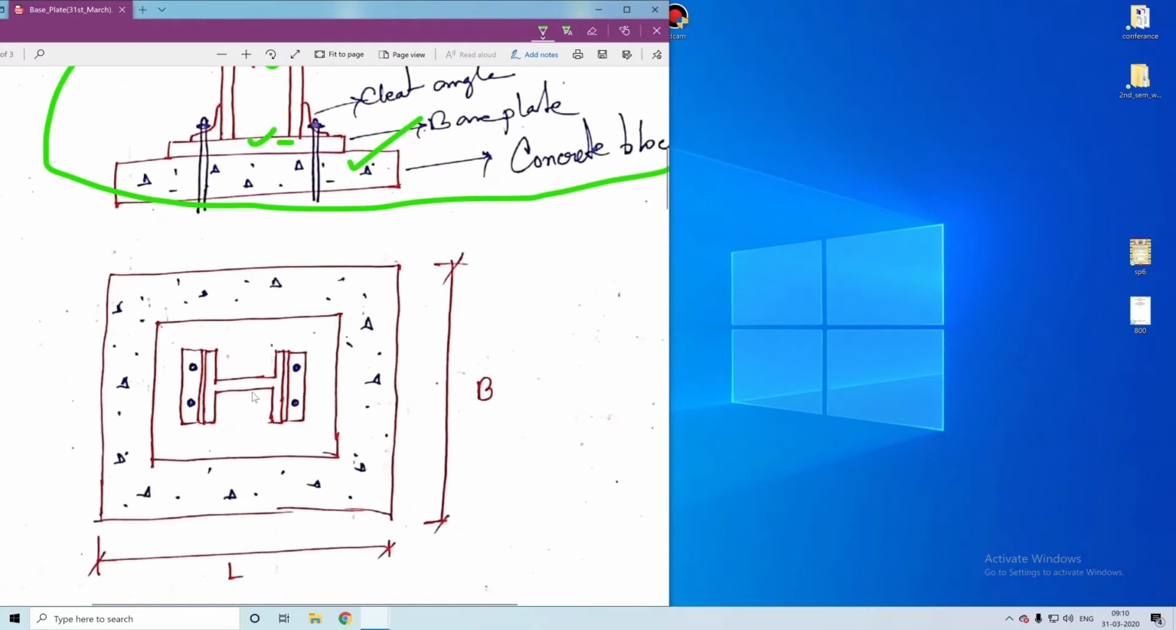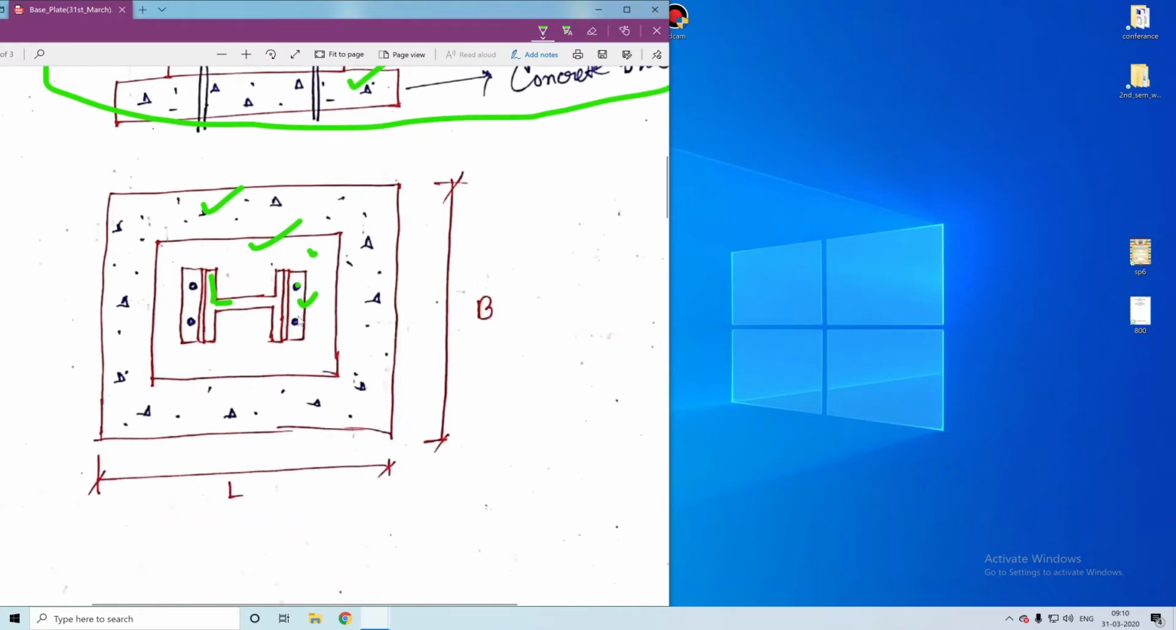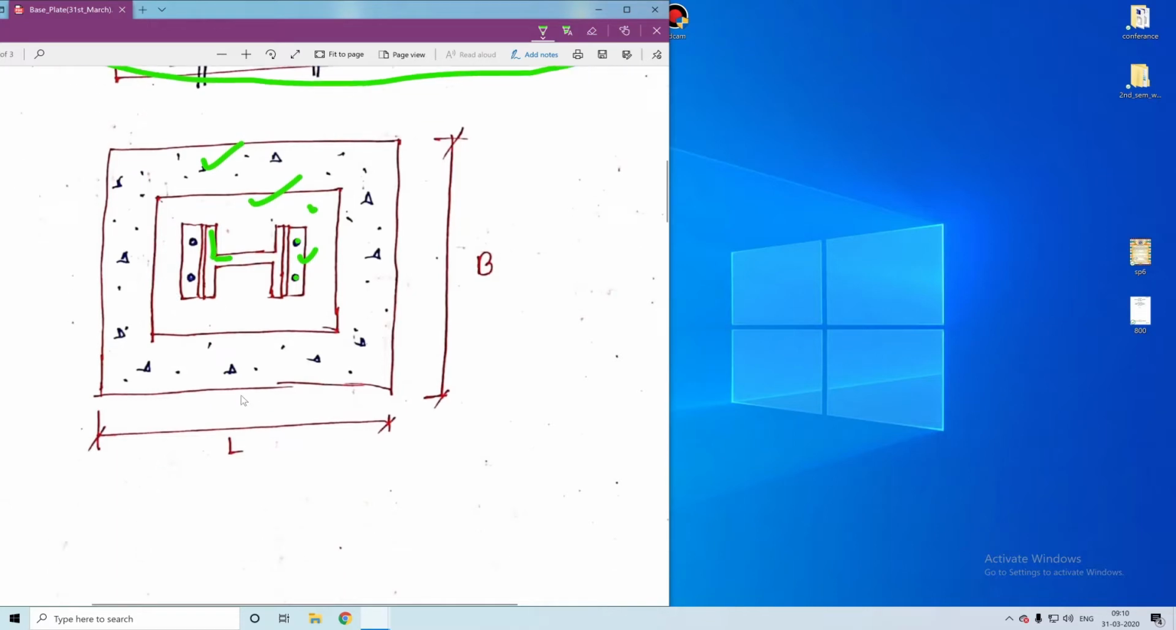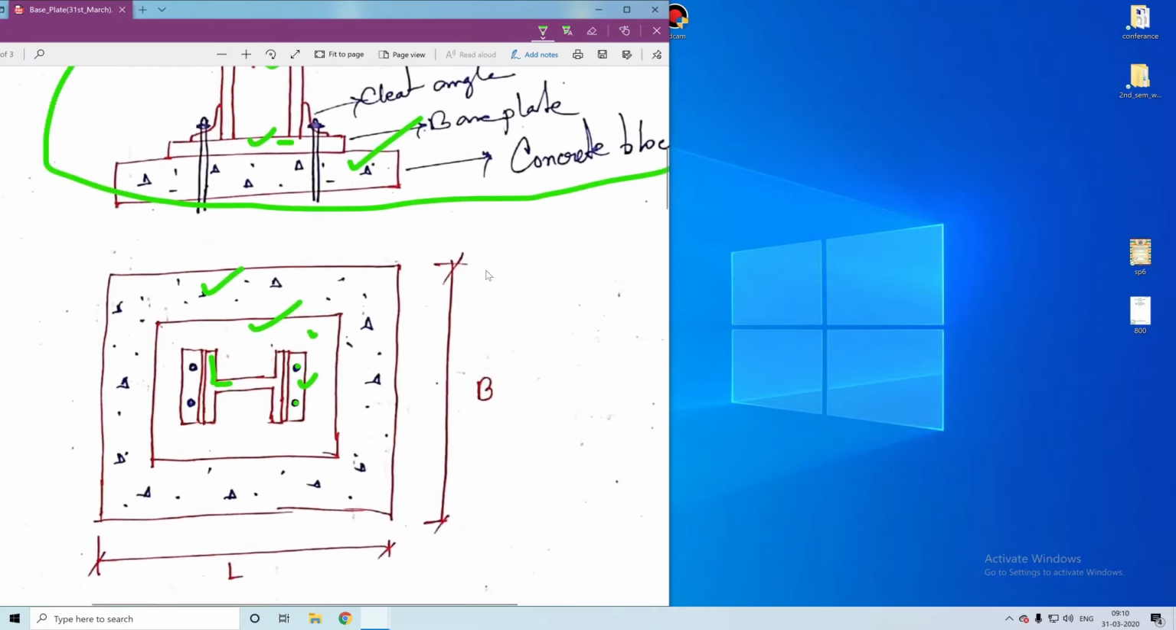Okay, this is the plan view where you can see clearly this is the concrete block. Over the concrete block the base plate is placed, and this is the I section column. The I section is connected with this base plate using these cleat angles. Okay, and these are the bolts. There are 4 bolts shown over here.